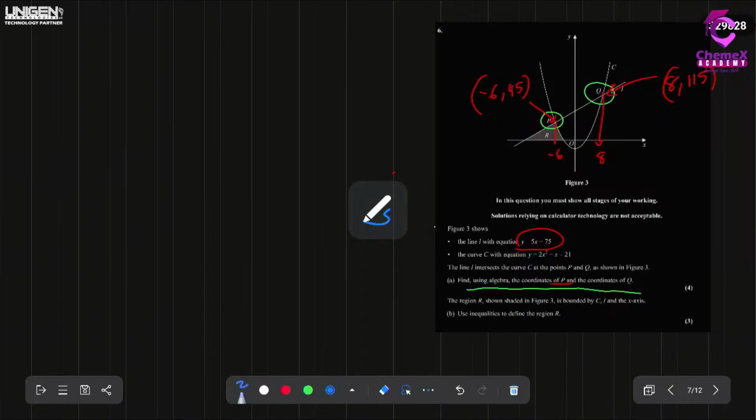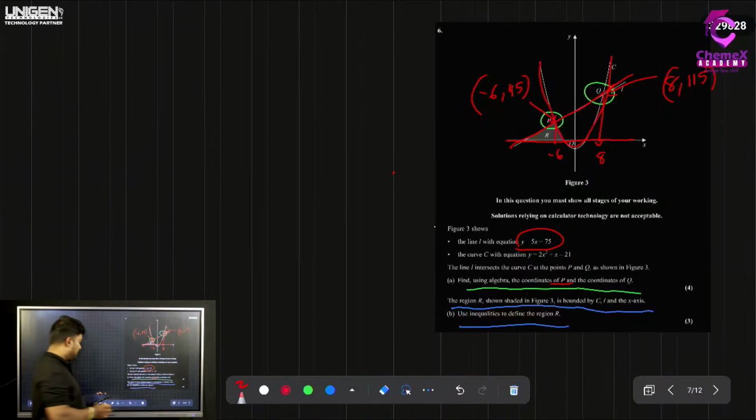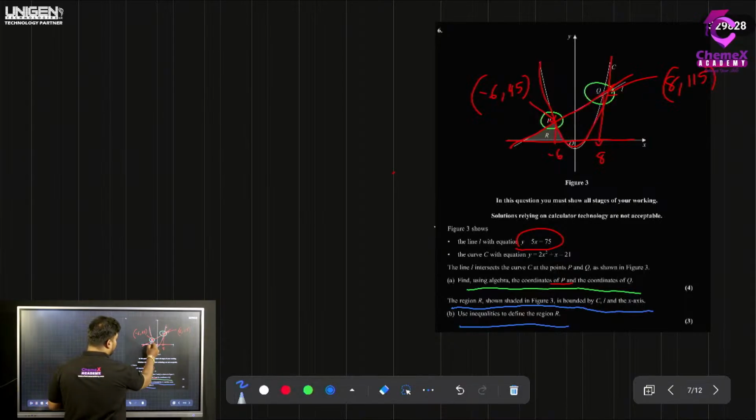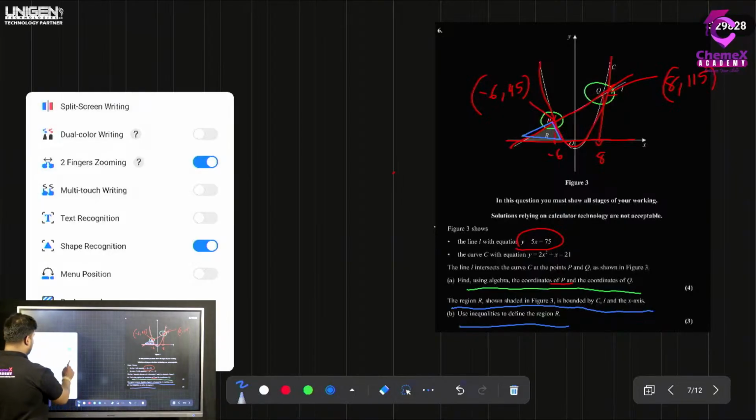The region R shaded in the figure is bounded by C and L and the x-axis. Find the inequalities to define the region. So they are asking you to define this line and this U shape and this line. So you have to define R as an inequality. If I color this R, it's somewhere here. So how do you define it?